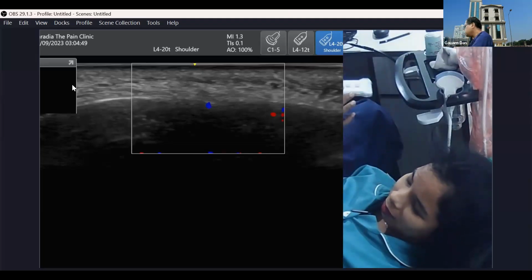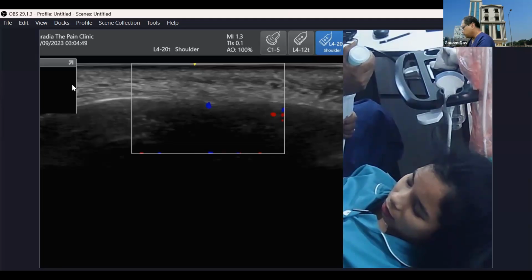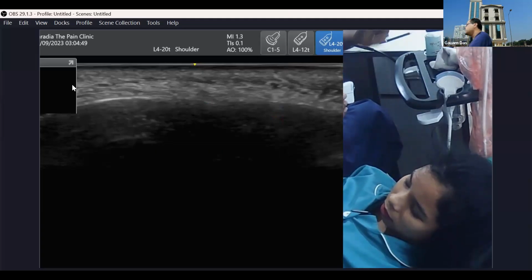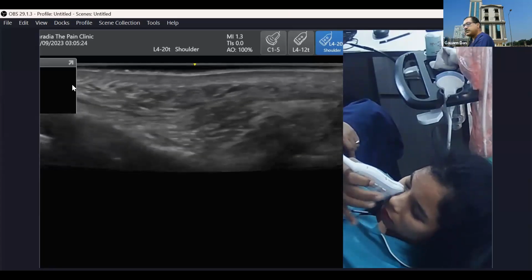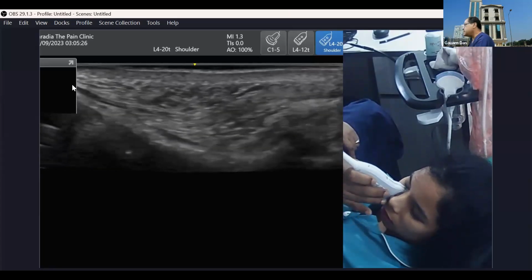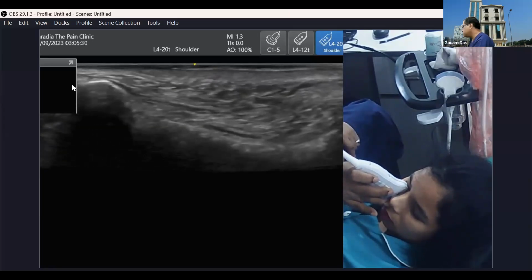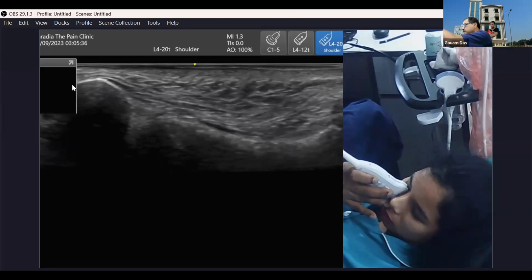Now the infraorbital. For the infraorbital, there are different techniques. The technique we follow is to hold the probe longitudinally. My aspect marker is now towards the cranial side, towards the face side. See how I am holding the probe. Here, this is the base of the orbit.